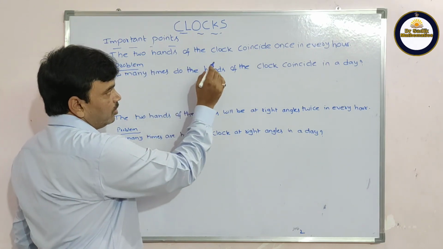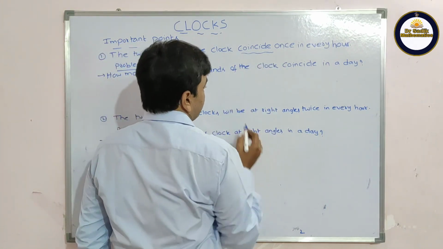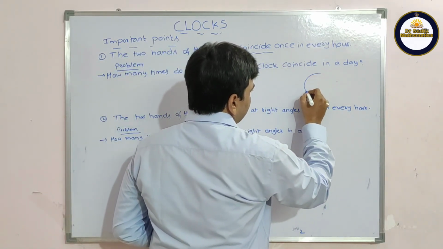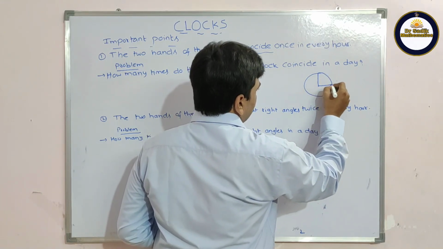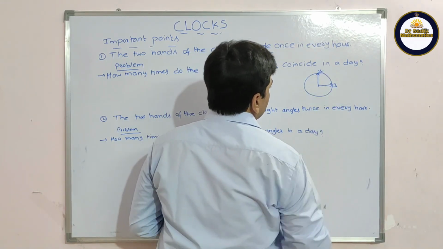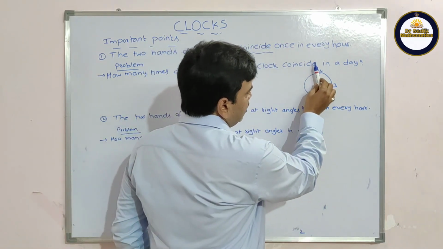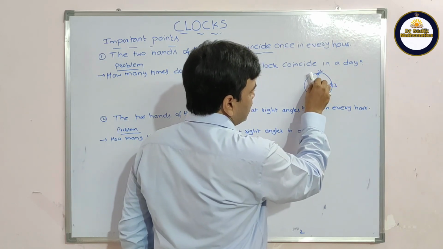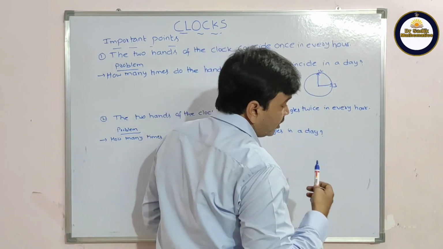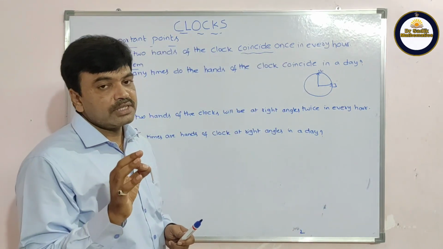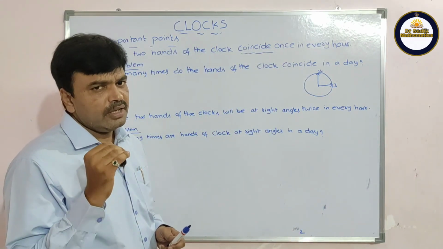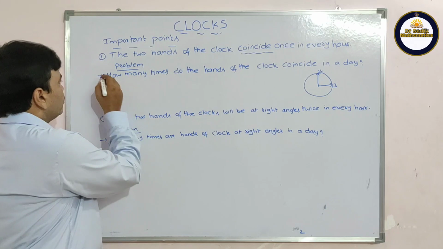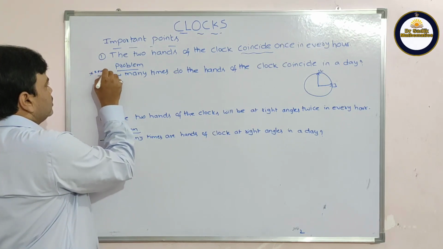The two hands of the clock coincide, very, very important, friends, once in every hour. See here, if I am taking 3 o'clock, when the minute hand moves, at some time the two hands coincide, friends. It moves and goes to 12 o'clock. That means how many times does it coincide, friends? Once in an hour, once in every hour. Let us see a small problem, friends. Important in competitive exams, they ask it so many times.